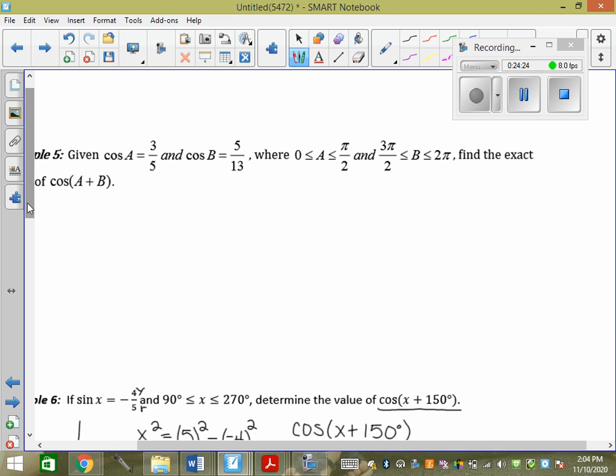So we have cos A, and A, they tell us, is between 0 and pi over 2. So that's quadrant 1. So here, and we label this triangle A, just like we labeled that other one triangle X. This is triangle A.